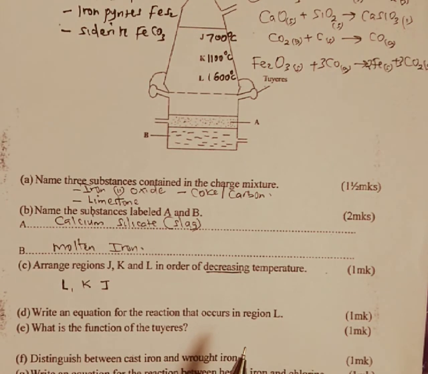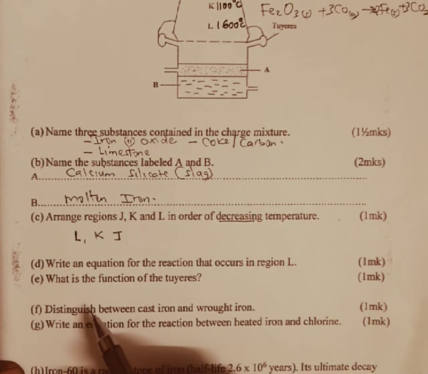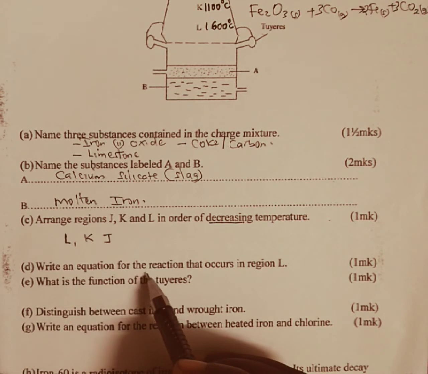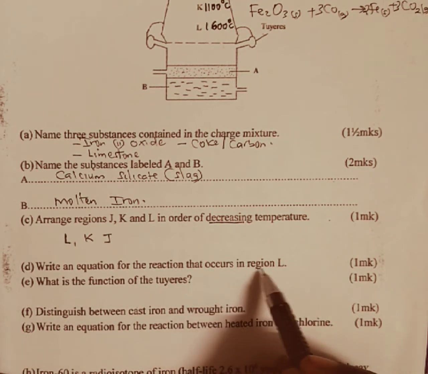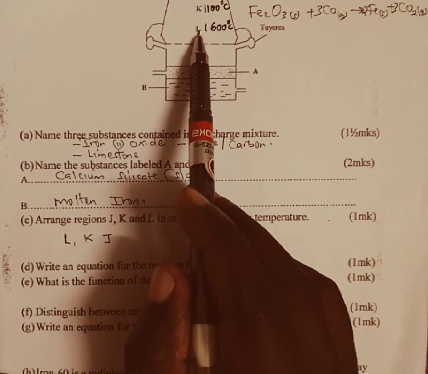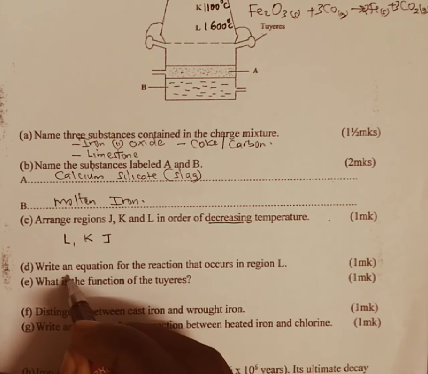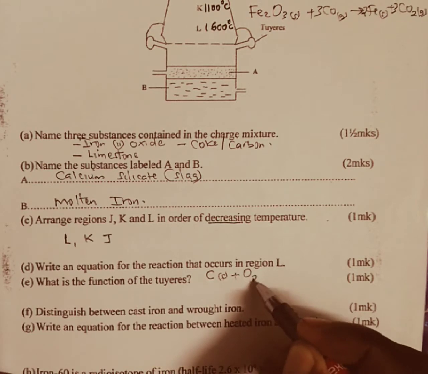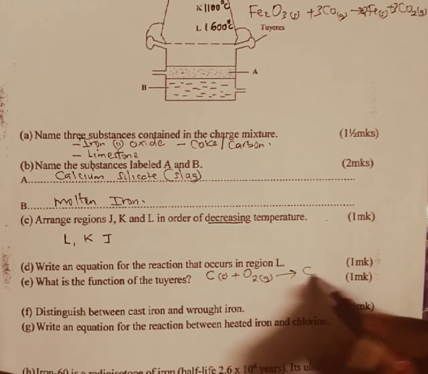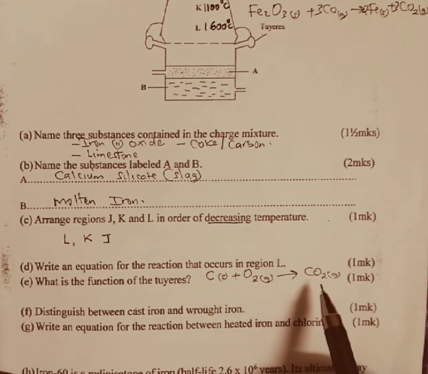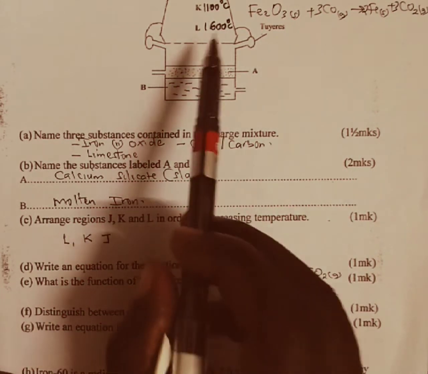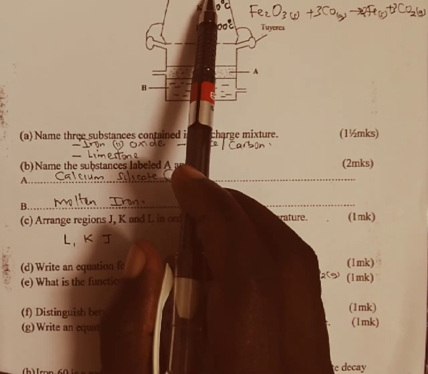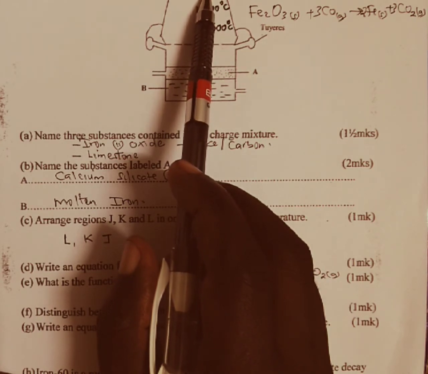From there we move down and look at part D. Write an equation for the reaction that occurs in region L. Remember, this is the lowest end where we have carbon being burnt in air to produce carbon 4 oxide gas. Remember, it is this carbon 4 oxide that is going to be reduced to carbon 2 oxide in region K. Then the carbon 2 oxide will reduce the iron 2 oxide into iron metal.